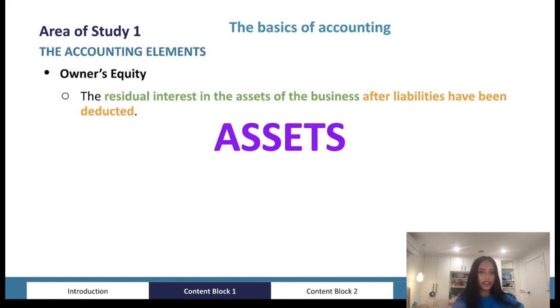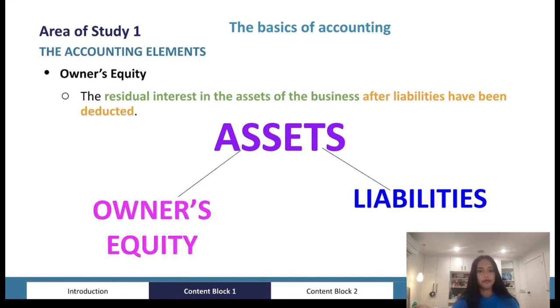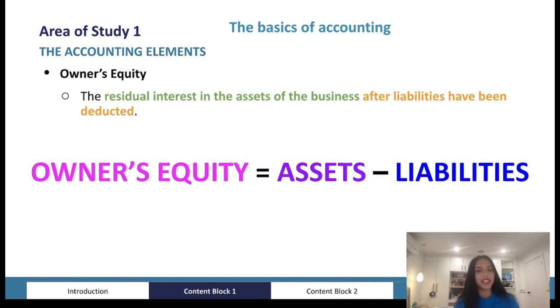So basically, this is kind of a visual for you guys. The business has a certain amount of assets, and then out of those assets, we subtract liabilities, and whatever is left out of the assets goes to the owner. It's owed to the owner, so it's owner's equity. So, as I was saying, the accounting equation is assets equals owner's equity plus liabilities, but if we were to rearrange that formula to find owner's equity, it would be assets minus liabilities. So you can rearrange the accounting equation.